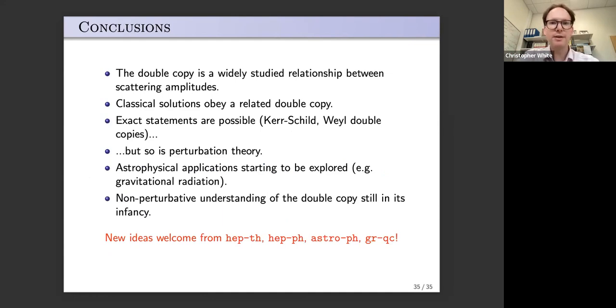So in that case, let me conclude. The double copy is a widely studied relationship between scattering amplitudes, but classical solutions obey a related double copy. Exact statements are possible, but we can also work perturbatively if we need to. Astrophysical applications are starting to be explored, and the non-perturbative understanding of this is still in its infancy, but there are some tantalizing hints of interesting non-perturbative structures between different theories. So I've said here, new ideas are welcome from at least HEP-TH, HEP-PH, AstroPH, and GRQC. I could have added Math-PH as well, and the list of arXiv classifications is ever growing. So I hope that was a nice overview, and I'll leave it there.